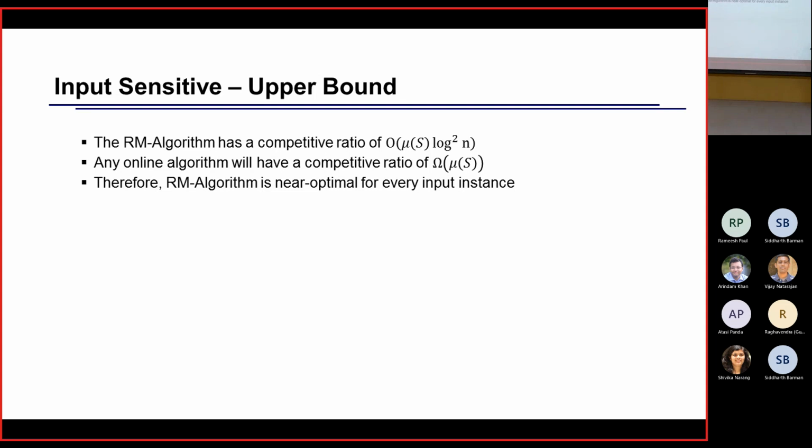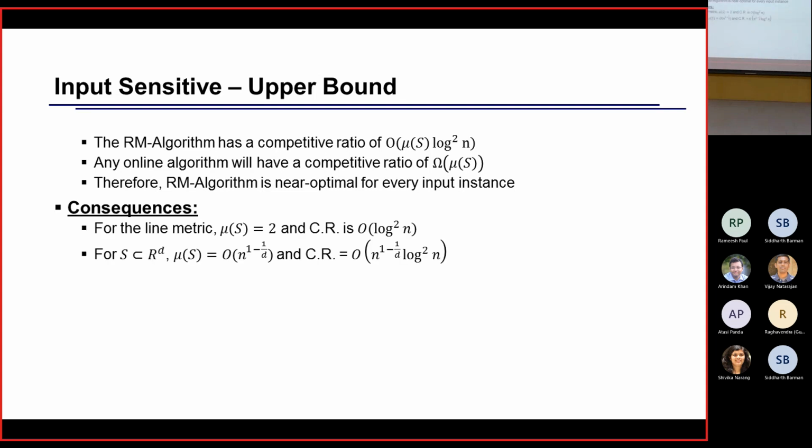And what I'm going to also prove on the positive side is that the matching algorithm that I'm going to talk about has a competitive ratio of mu of s log square. So it's near optimal for every input instance. Okay. So clearly our algorithm does not know the initial set of server locations. You can describe it without that. Nonetheless, it actually gives you performance that's sensitive to this. The competitive ratio is mu of s log square.